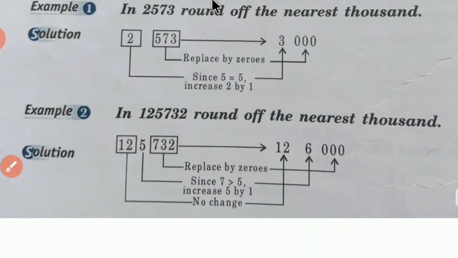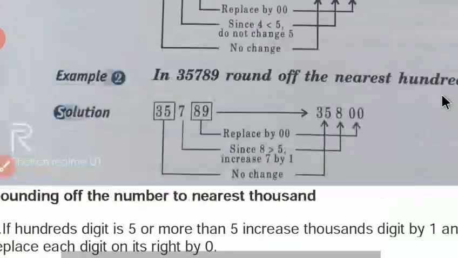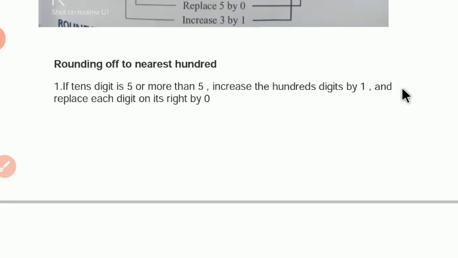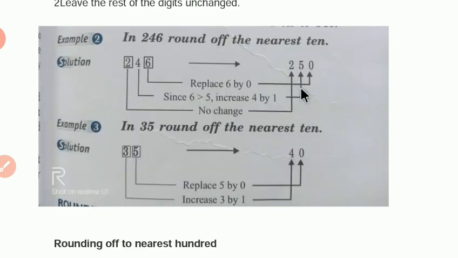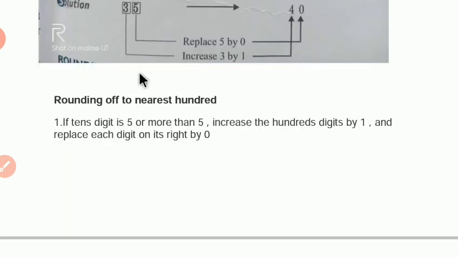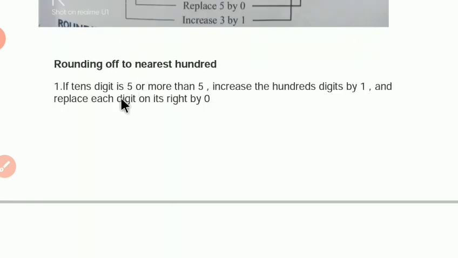1,25,732. So we have seen that for nearest 10, we have to replace only the last digit by 0, and we have to see the place before it, that is the tens place. If it is less than 5, then you have to write that number as it is, and if it is greater than or equal to 5, then you have to increase its tens place by plus 1.